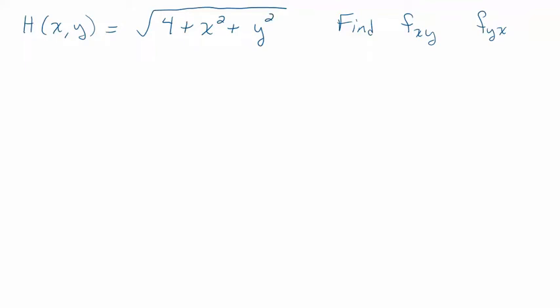So for this first one, you're going to do the partial derivative with respect to x first, and then whatever answer you get, you're going to take the partial with respect to y. For the second one, you're going to take the partial with respect to y, and whatever you get for that, you're going to take the partial with respect to x.